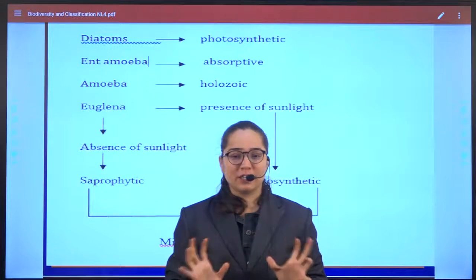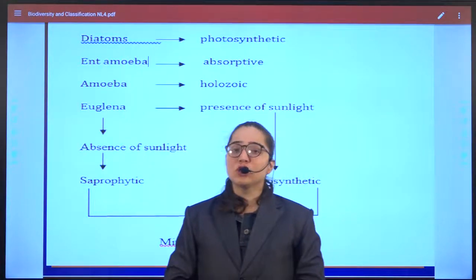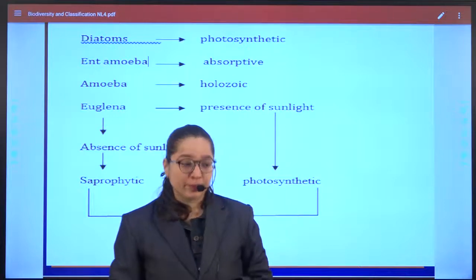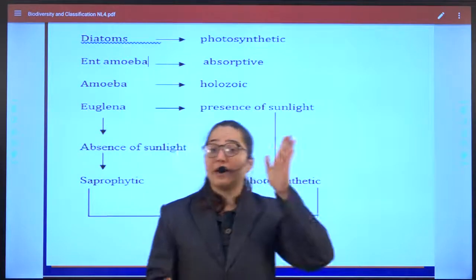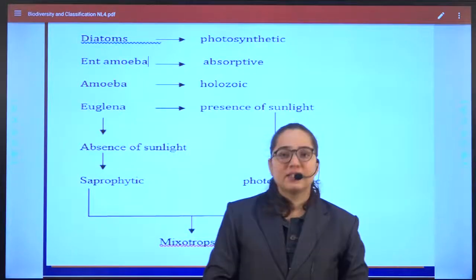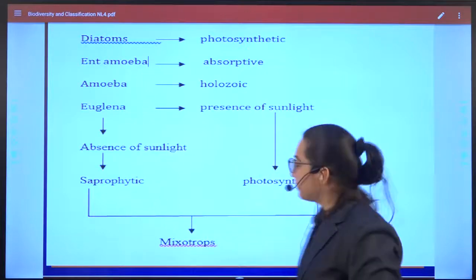Euglena is basically classified as a mixotroph. Why? Because of its two modes of nutrition. If sunlight is present, then its mode of nutrition is photosynthetic, and in the absence of sunlight it is saprophytic. So it is a Euglenoid protista.